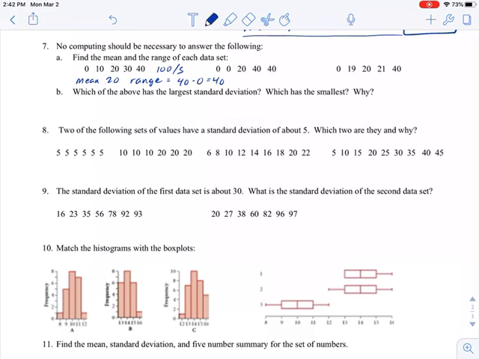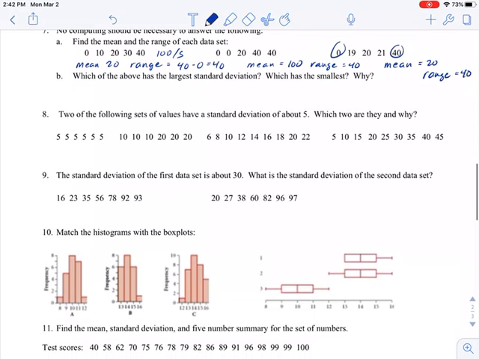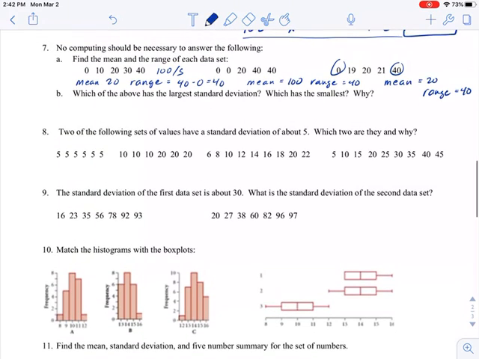The next one, we're going to get the same thing. 20 plus 40 is 100 divided by 5 is 20. So the mean is 20 and the range is 40. Guess what the third one is? The mean is 20. The range, the maximum value is 40. The minimum number is 0. So the range is 40 minus 0, or 40.